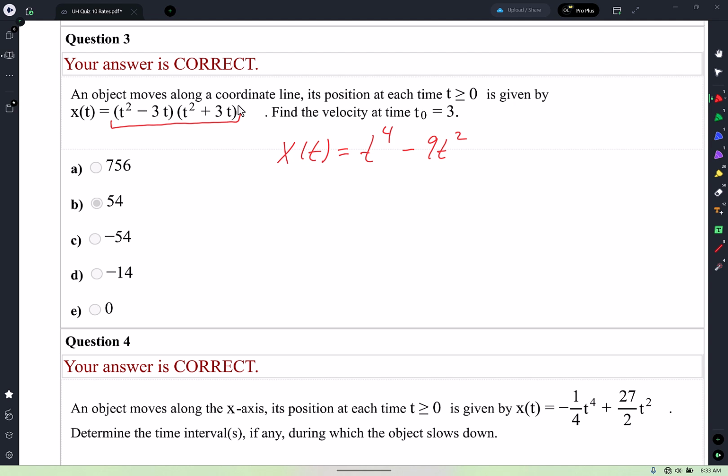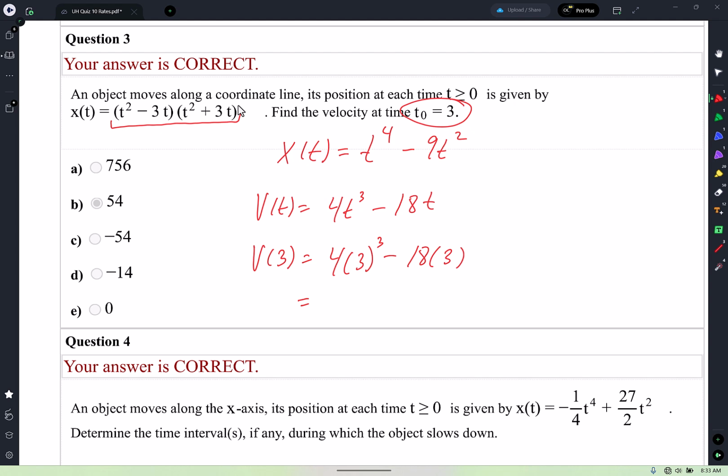And now all you got to do is take a derivative. That's all. That's it. V of t equals 4t cubed minus 9 times 2 is 18, 18t. You're done. All you got to do now is plug in the 3. V of 3 equals 4 times 3 cubed minus 18 times 3.